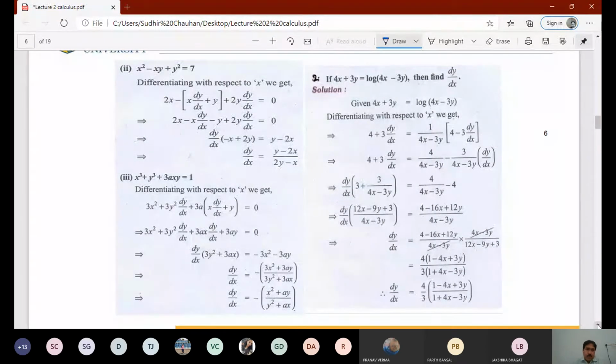So here we can take some more examples. x square minus xy plus y square is equal to 7. Although we can find y in terms of x, because we can assume that it is a quadratic equation in y, it will be easy to differentiate it implicitly. So differentiating with respect to x, and we have to keep in mind that y is also a function of x, because y is dependent on x.